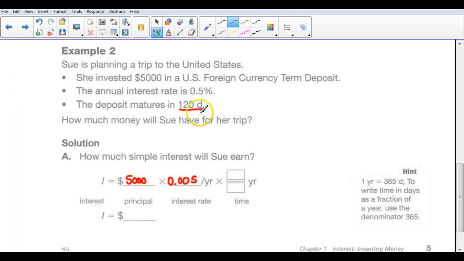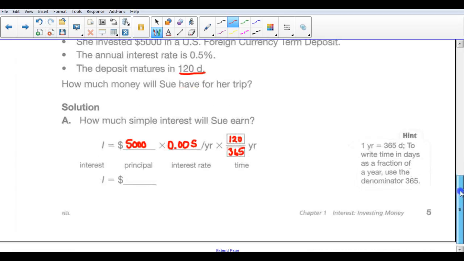Now, time is given to us in days, and time in the formula has to be in years. So how many years is 120 days? Well, what we have to do is we have to say, well, it's 120 out of 365 days in a year. So the interest is just going to be 5,000 times 0.005 times 120 divided by 365.